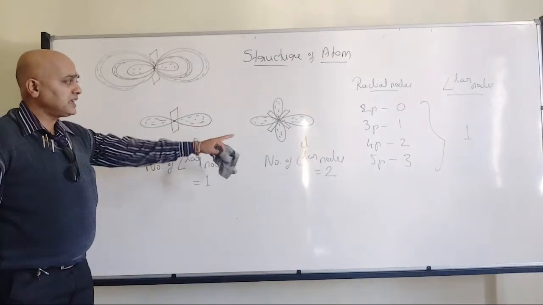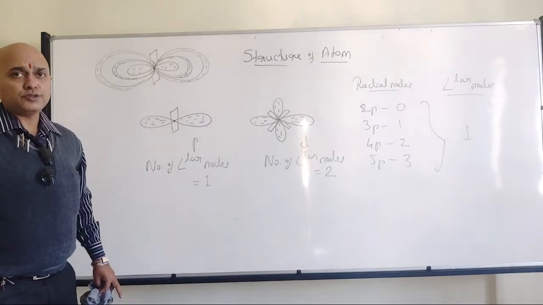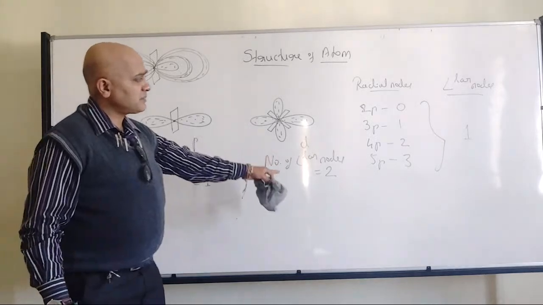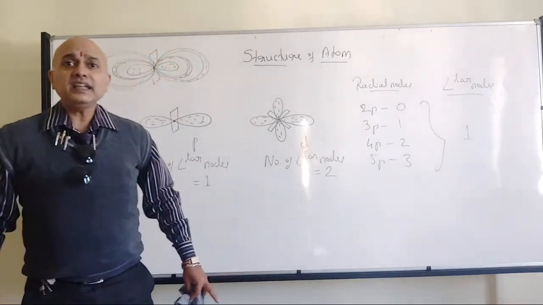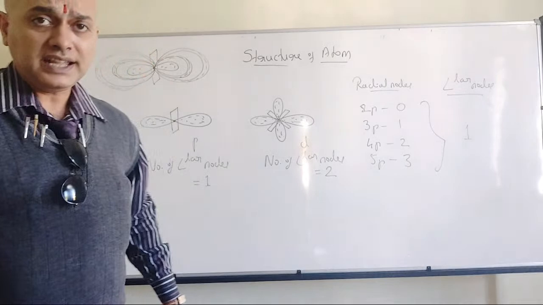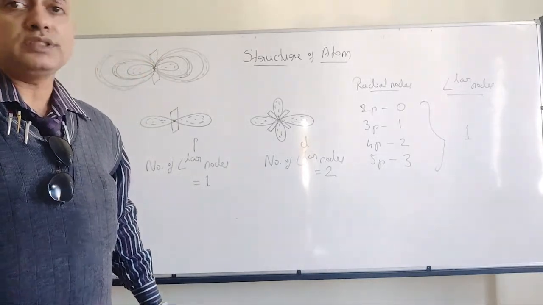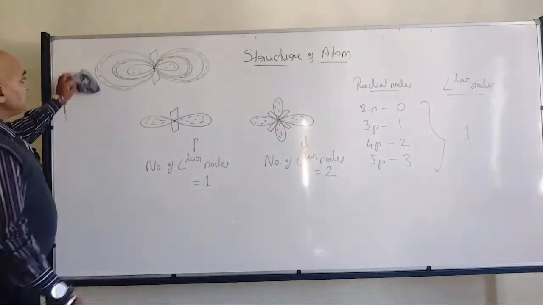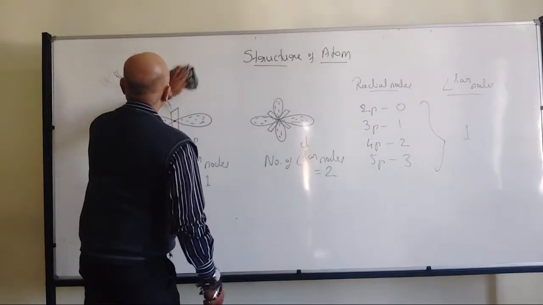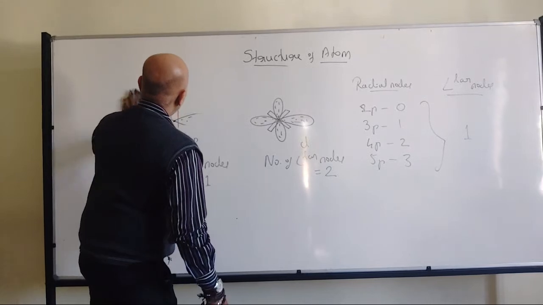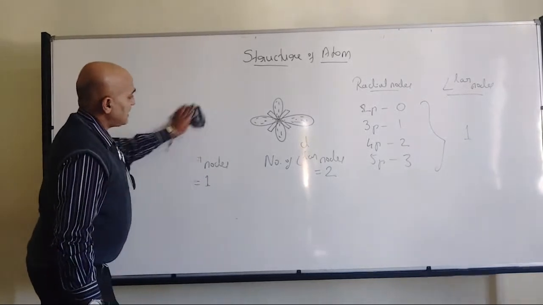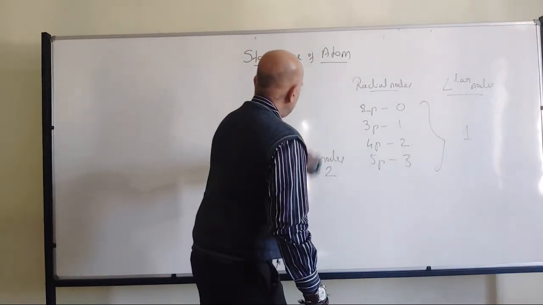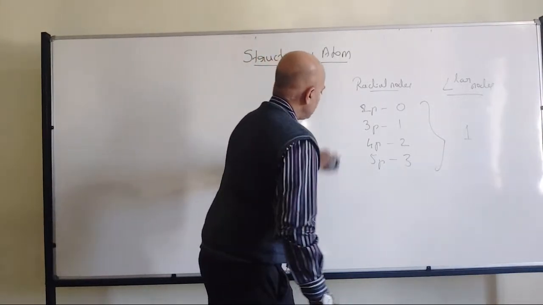And same thing is applicable for D subshell also, no doubt. But angular nodes will be constant. Even for D subshell, whether I take 3D, 4D, 5D, whatever it is, angular nodes will be 2 only. But the number of radial nodes will be increasing. Okay? So that's where we have the nodes and boundary surface diagrams. That's what we have with respect to the nodes and boundary surface diagram.